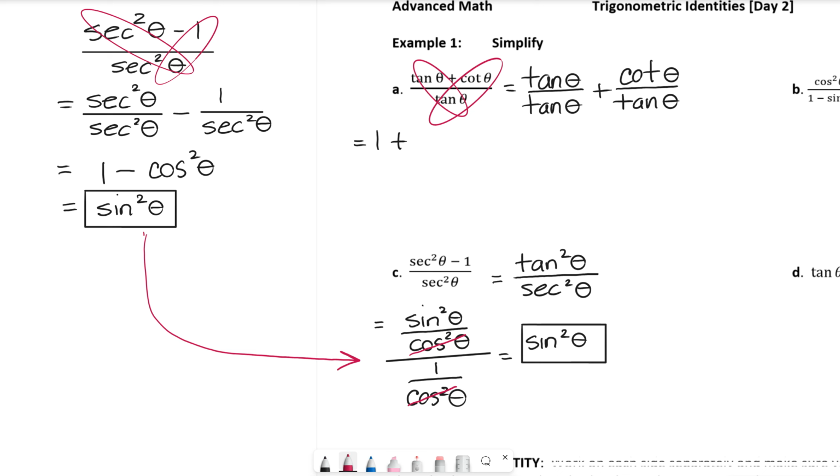I'm going to write this in red because I want to make a point. Some students prefer breaking up cotangent as cosine theta over sine theta, and then they break up tangent as sine over cosine, right? And then once you do that, you can multiply by the reciprocal and go from there. Also, you can do it this way, which is what I'm going to do right now. I can rewrite cotangent theta as 1 over tangent theta.